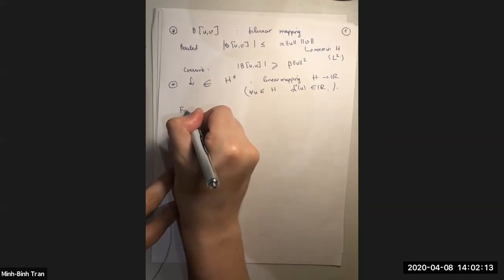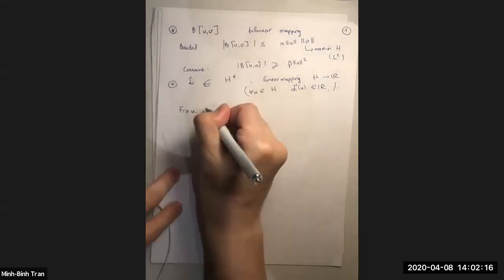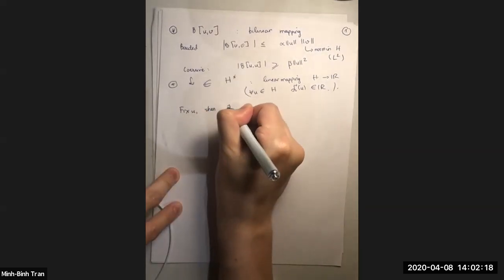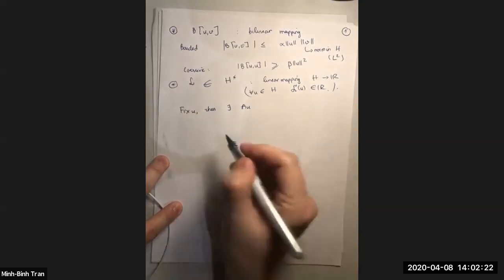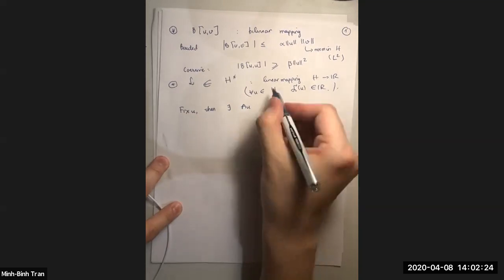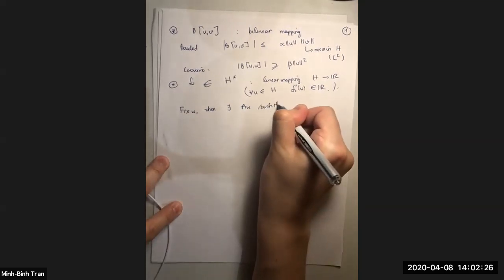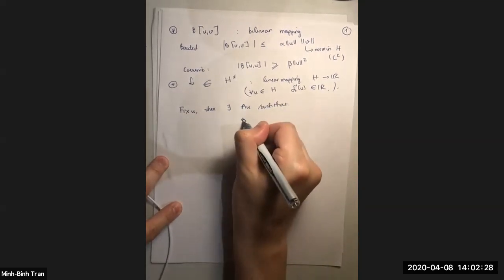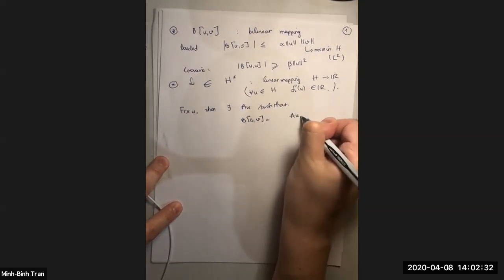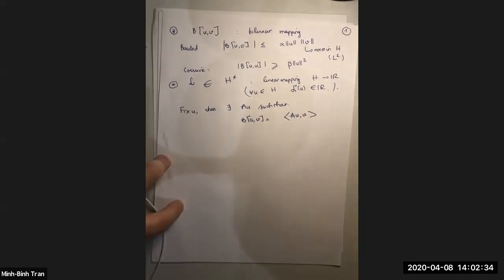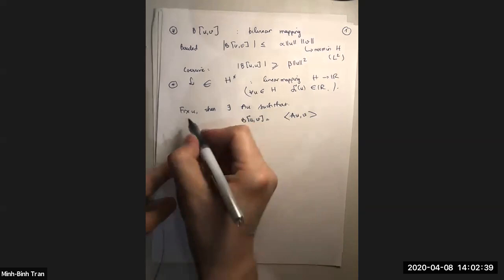From the previous class, what we know is that if we fix u, then for each u there is an Au such that B(u,v) will be the inner product of Au and v. This is shown by the following.